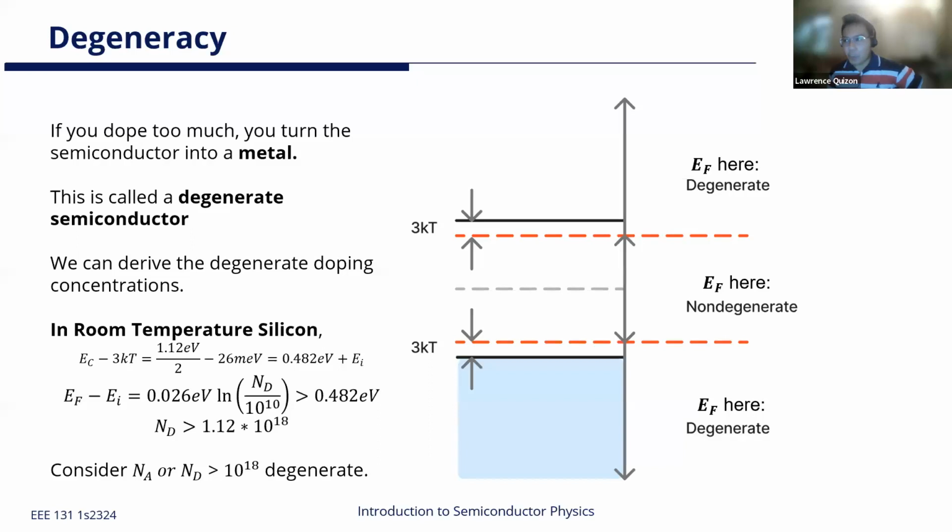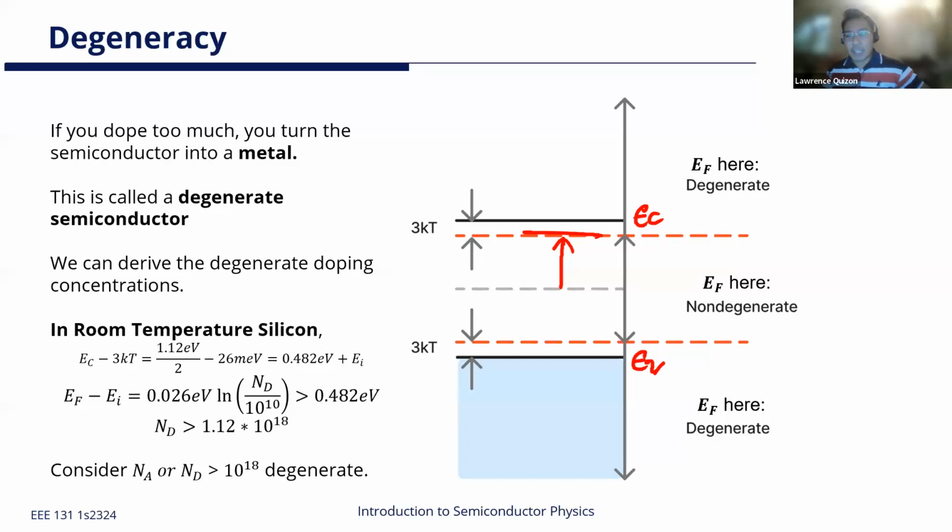And Pierre, in his book, defines this degeneracy as if you are within 3 kT of the conduction band edge or the valence band edge, yung EF mo, no? 'Di ba? Kapag nag-dope tayo, gumagalaw si EF. Right? That's what we settled last slide. If you dope too much, lalapit na lalapit si EF sa edges ng conduction band at saka ng valence band, no? And at some point, magiging degenerate na yung semiconductor mo. And we don't like that.